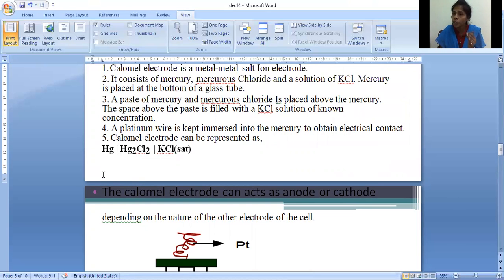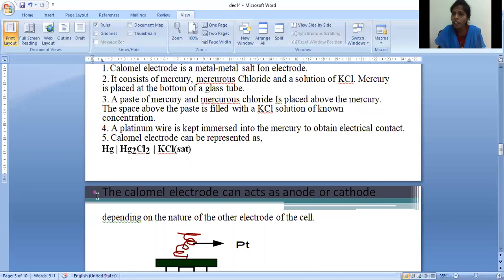Yes, I explained to you in the previous class how to write the cell representation. So how to write the cell notation? Anode electrolyte, double vertical line, cathode electrolyte, cathode. Anode slash anode electrolyte, double vertical line, cathode electrolyte slash cathode.